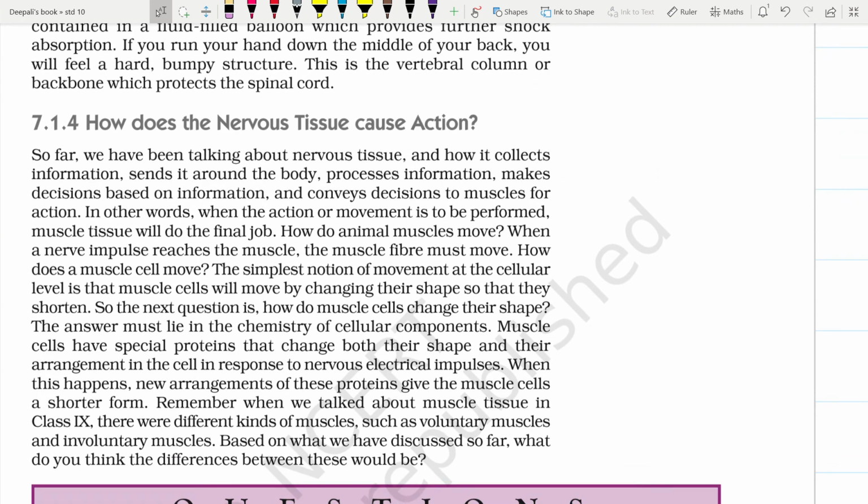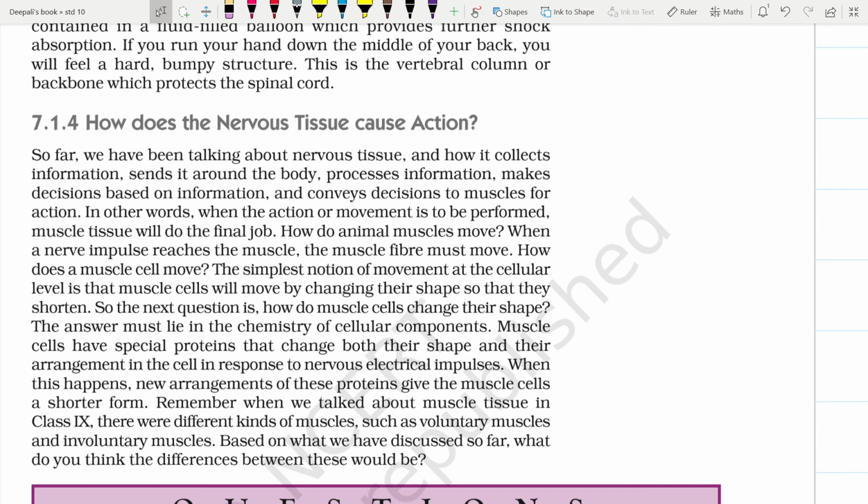So far we have been talking about nervous tissue and how it collects information, sends it around the body, processes information, makes decisions based on information, and conveys decisions to muscles for action. In other words, when the action or movement is to be performed, muscle tissue will do the final job. How do animal muscles move? When a nerve impulse reaches the muscle, the fiber must move. How does the muscle cell move?